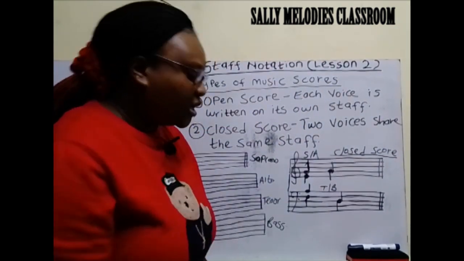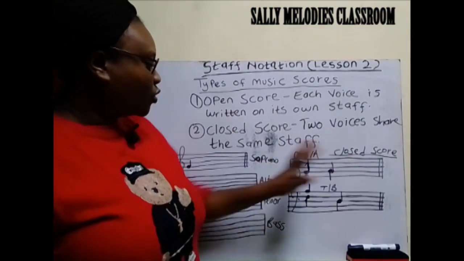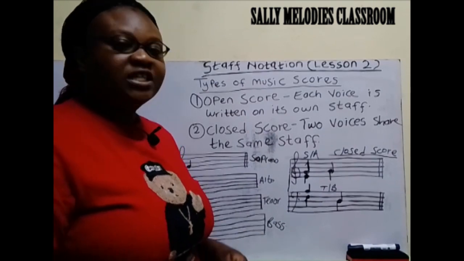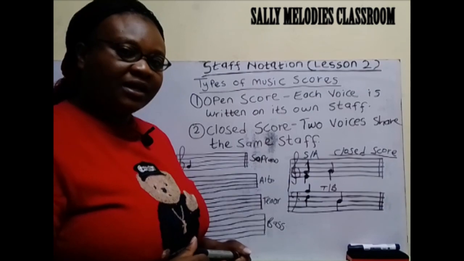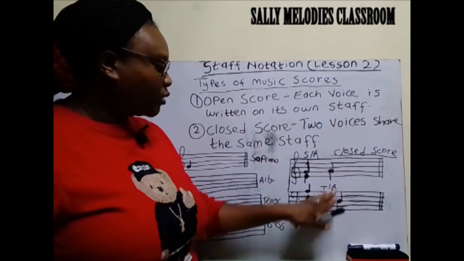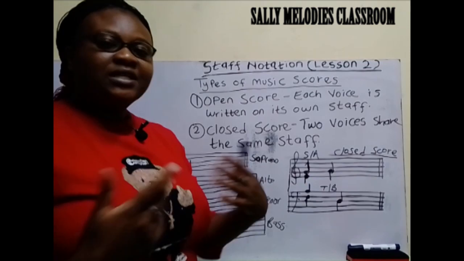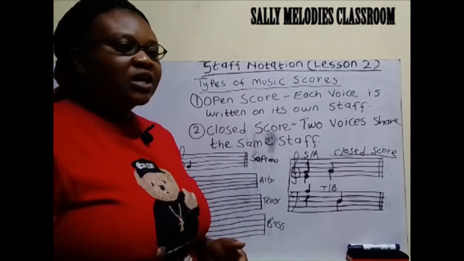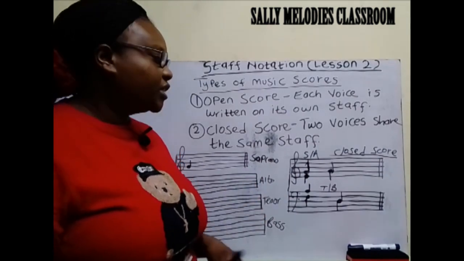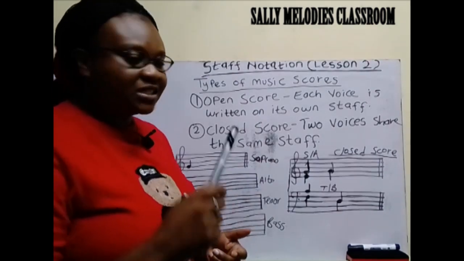Now, we all have different tastes and preferences. It's either this or this. Each of them is correct. It depends on the composer. It depends on you. What do you want to use? If you want to use a closed score or an open score, it is up to you, because we have freedom of composing and doing our projects. But again, everything has got an advantage and disadvantage.